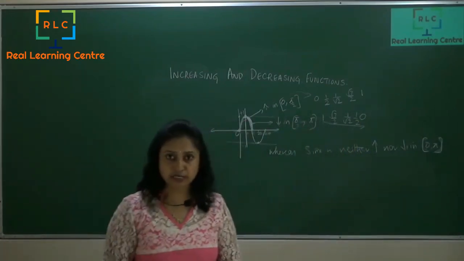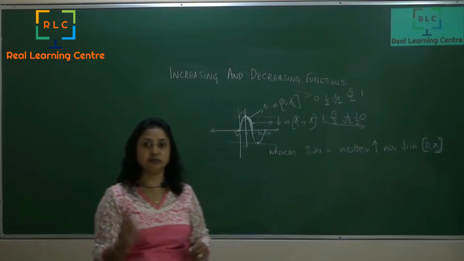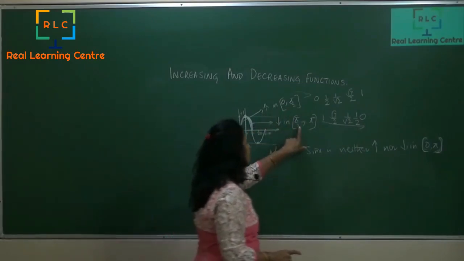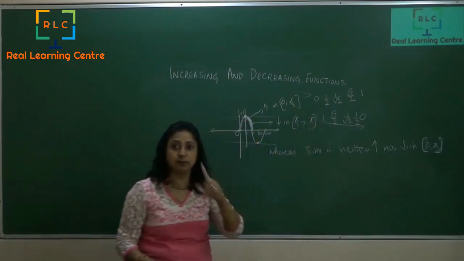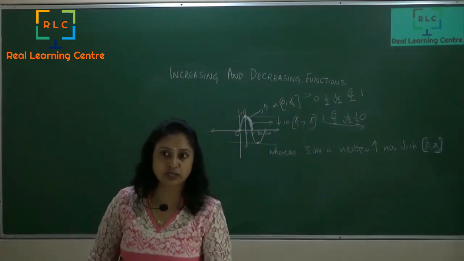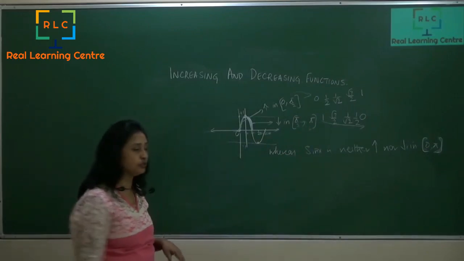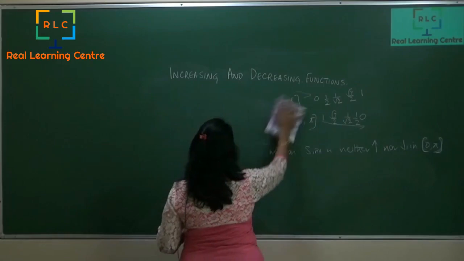It went up and again it has come back to the same place. So it's neither increasing nor decreasing. But when I change the interval, if I say 0 to pi by 2, it is increasing. When I say pi by 2 to pi, it is decreasing. So it depends upon the intervals how the curve is. Now this is called increasing and decreasing when it comes to the graphical way of understanding.